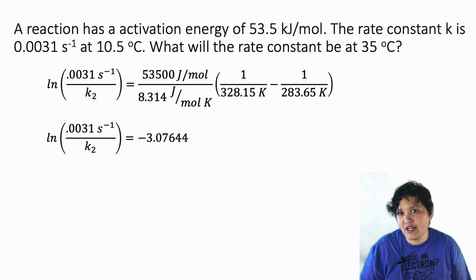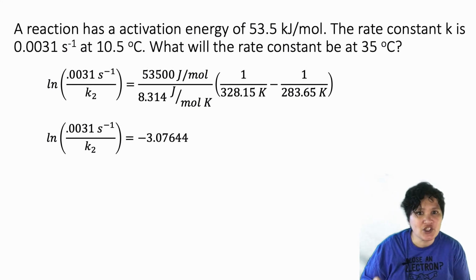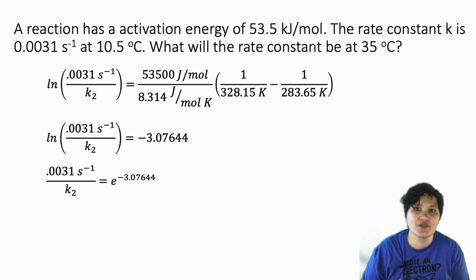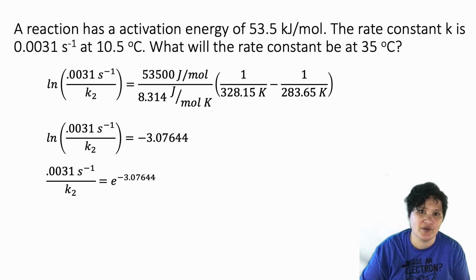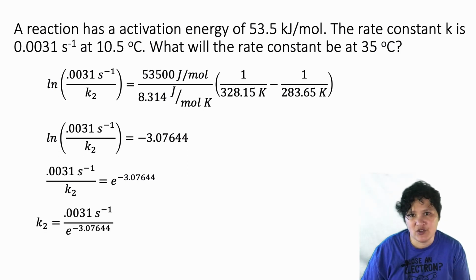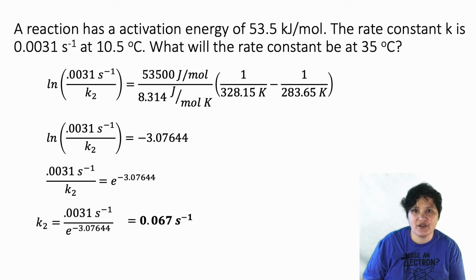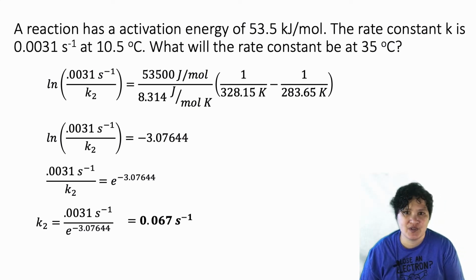To get rid of that natural log, you need to use the exponential function and do e to both sides. So what we get is our ratio of rate constants being equal to e to the minus 3.07644. And solving for K2, we get this expression. Run it through the calculator, and we get that K2 equals 0.067 per second.